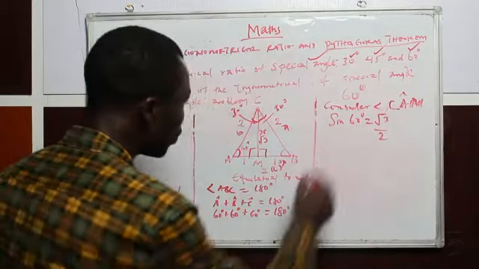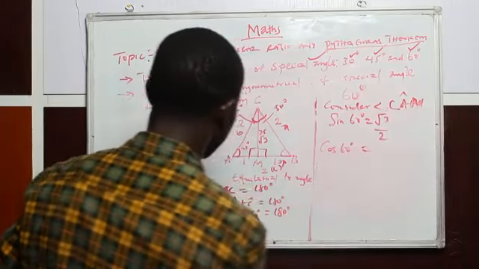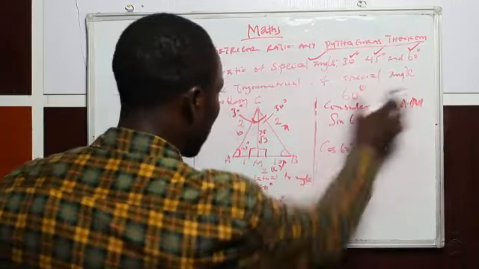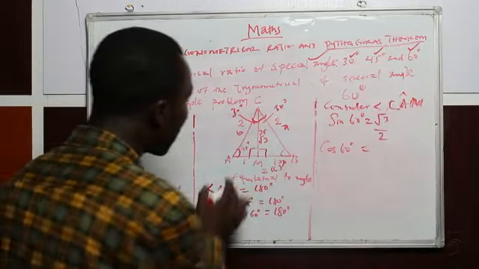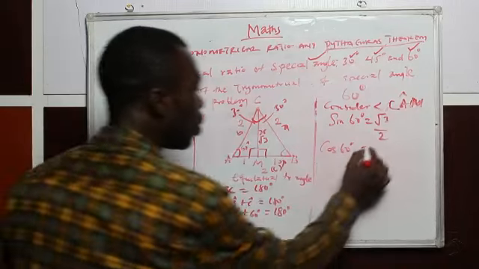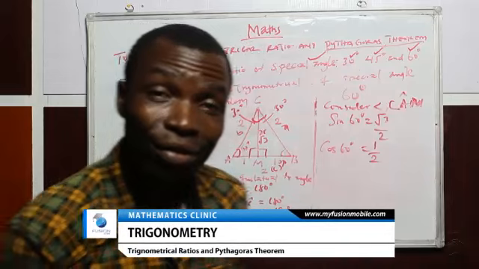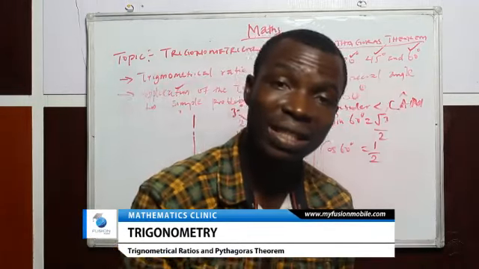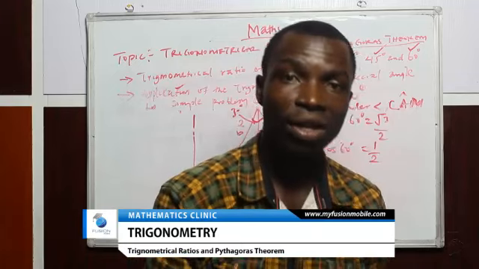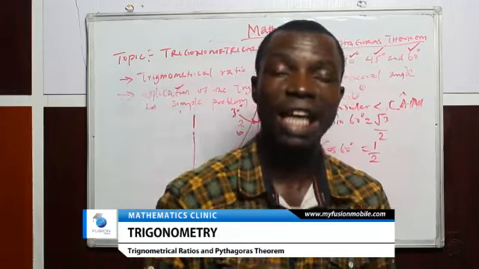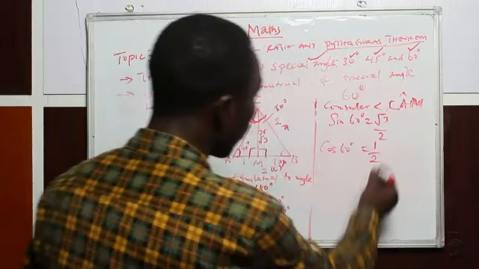Now, we have cos 60 degrees. What is cos 60 degrees? Consider that triangle that I said. Cos 60 degrees means what? CAH. CAH means adjacent over hypotenuse, which is equal to 1 over 2. 1 over 2 is half. Check your calculator. Cos 60 degrees is half. Sin 30 degrees is half. So sin 30 degrees and cos 60 degrees are the same. Therefore, it's half.